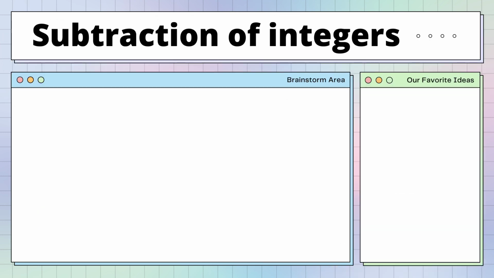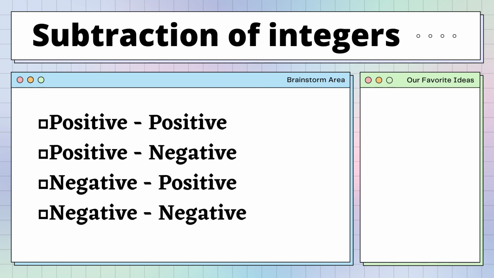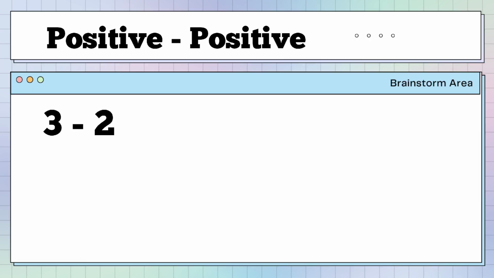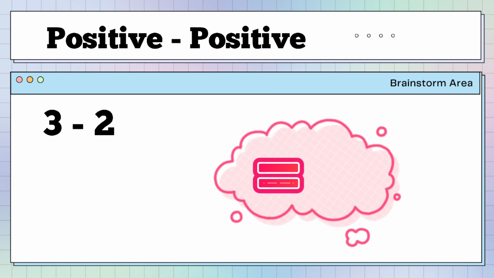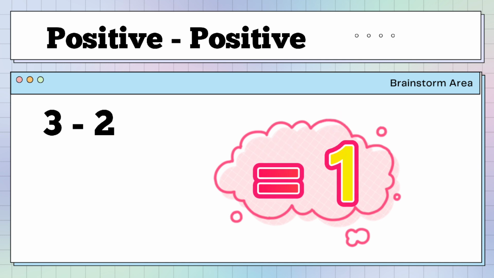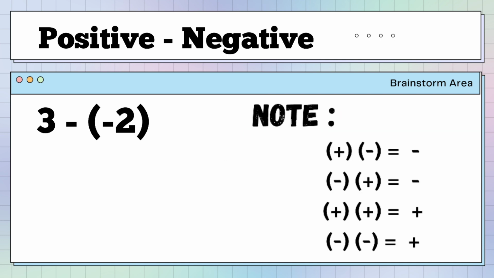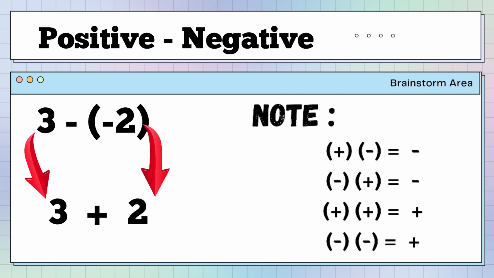Our next topic will be subtraction of integers. First one is positive minus positive, and our example here is 3 minus 2. And even without looking at the number line, our answer will be positive 1. The next one is positive minus negative. In subtraction, if the second number is a negative integer, then the operation will become addition. This time, the equation will be 3 plus 2. Again, without the help of a number line, we know that the answer for this equation is 5.